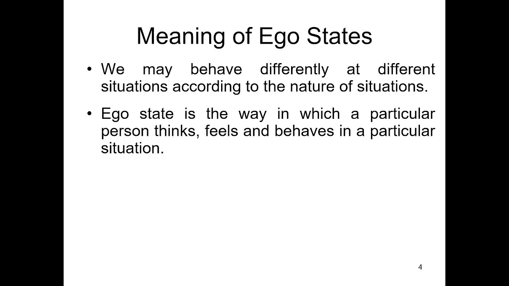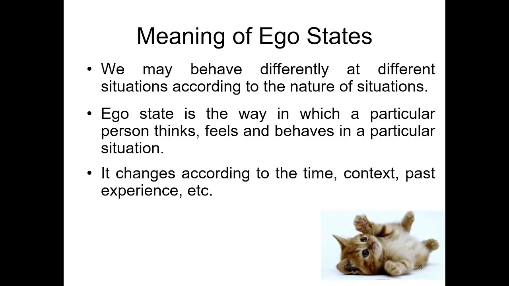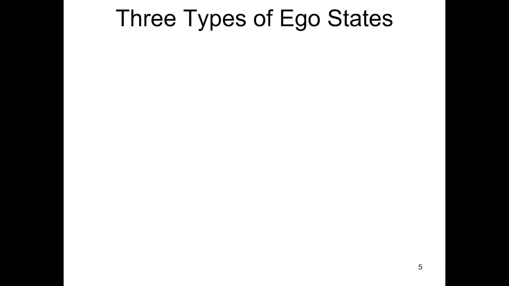So ego state is the way in which a particular person thinks, feels and behaves in a particular situation. In a particular situation, one may think in a particular pattern, feel in a particular pattern, and behave in a particular pattern, and that is called ego state. It changes according to time, context, and past experience. When you see a cute kitten, you behave in a particular way. But when you see an aggressive dog, your behavioral pattern will change because of the change in context and situation.